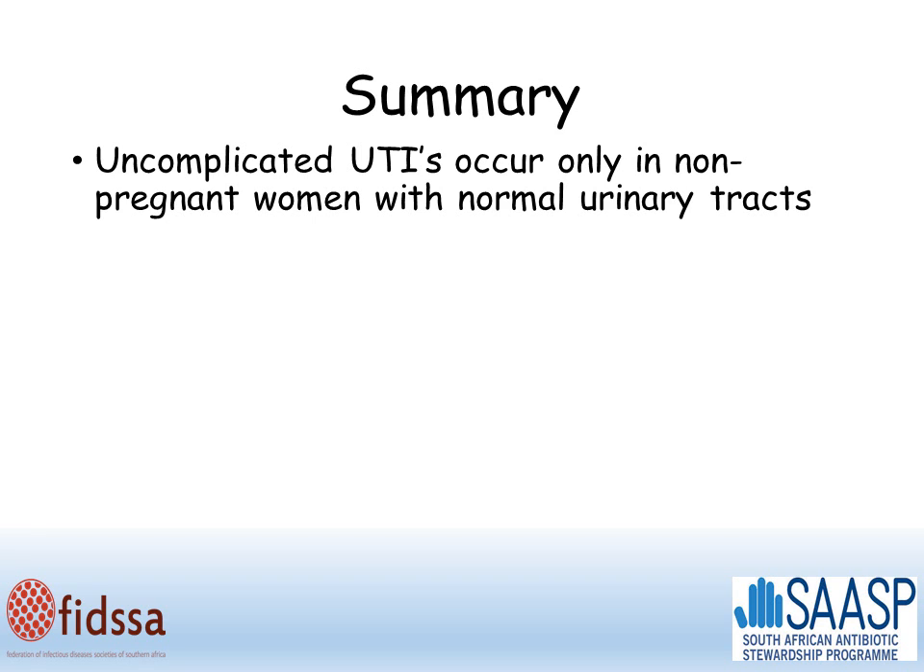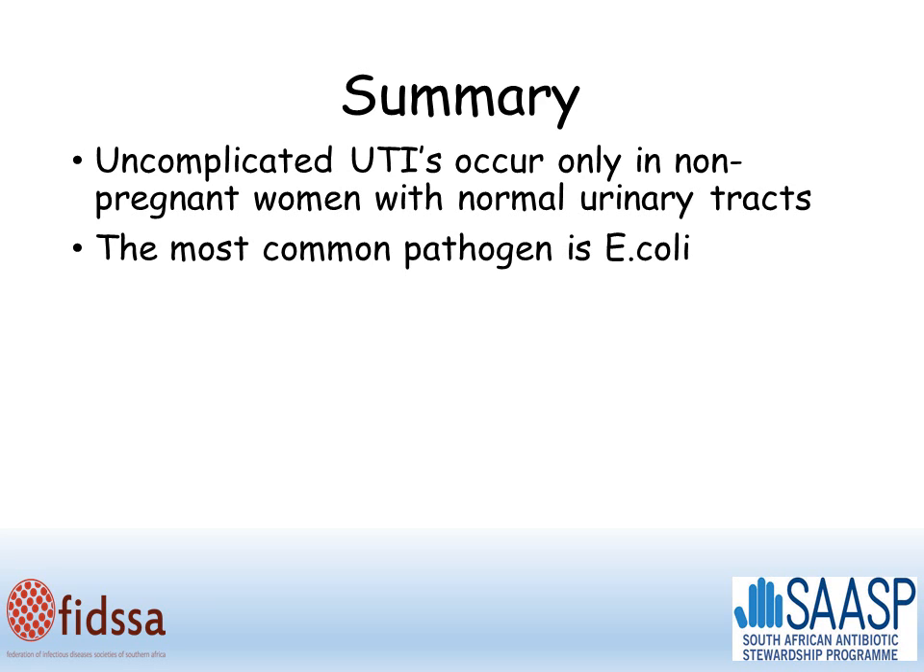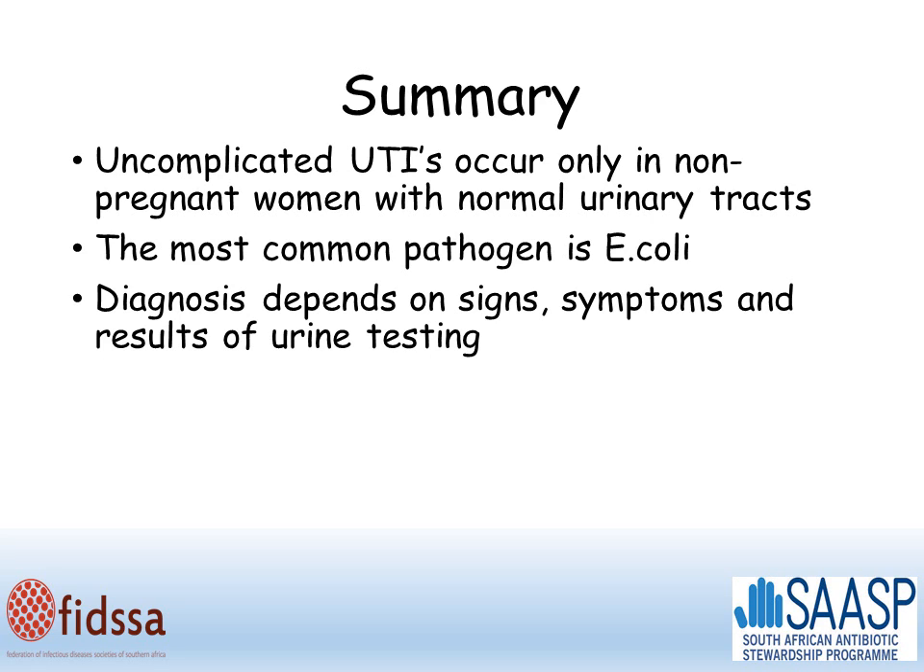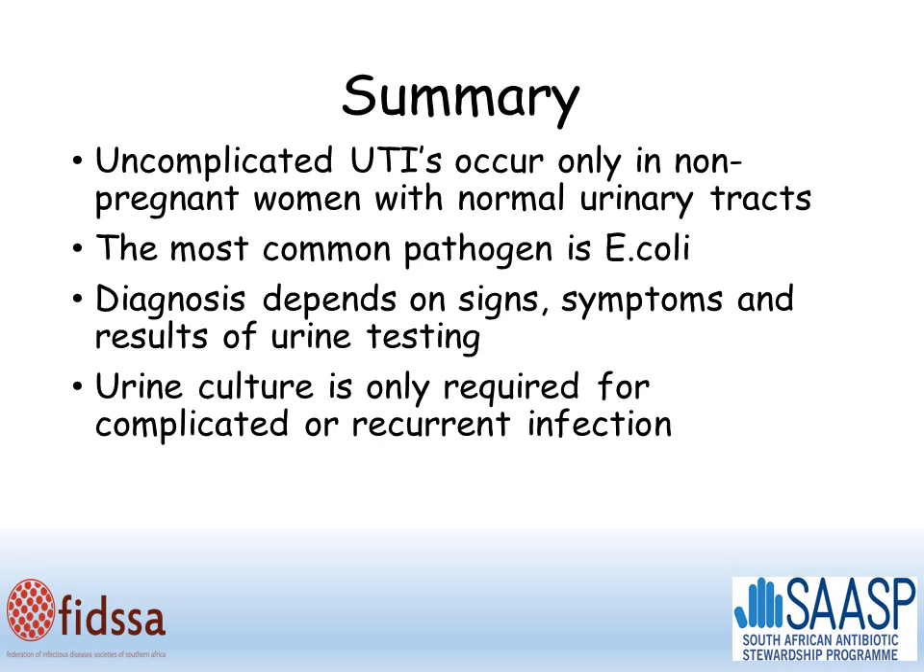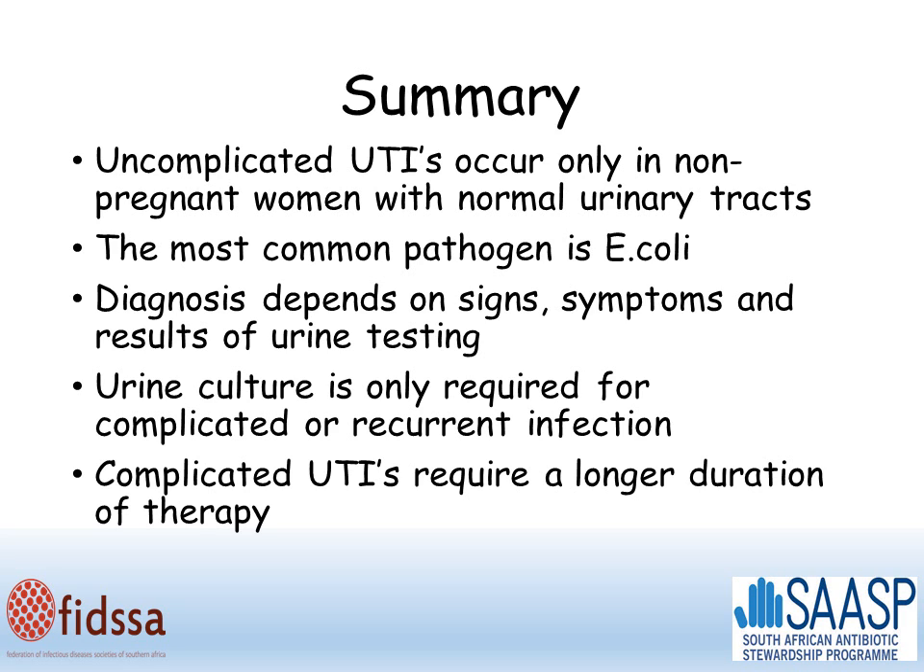So in summary, uncomplicated UTIs occur only in non-pregnant women with normal urinary tracts. The most common pathogen is E. coli. The diagnosis depends on signs, symptoms, and results of urine testing. Urine culture is only required for complicated or recurrent infections, and complicated UTIs require a longer duration of therapy.